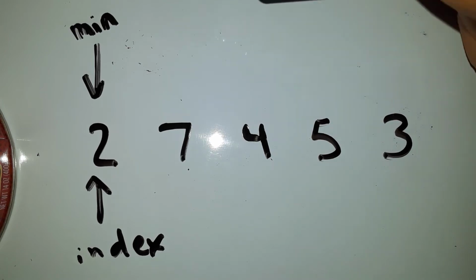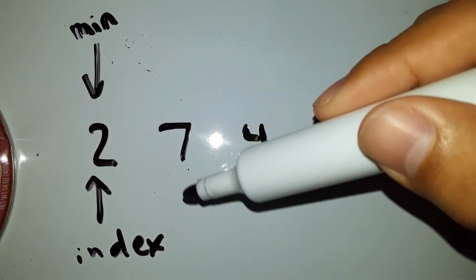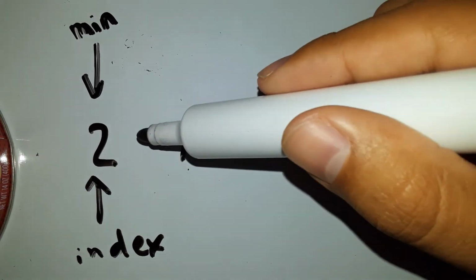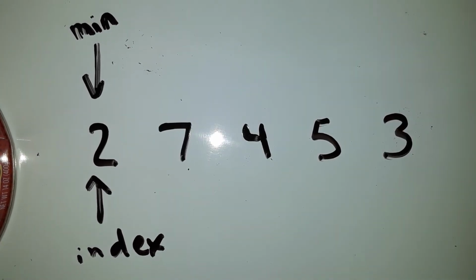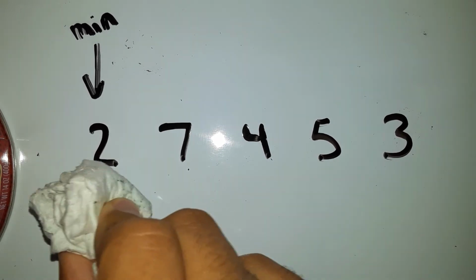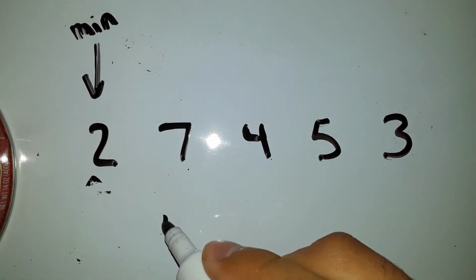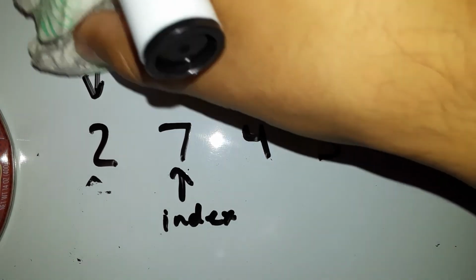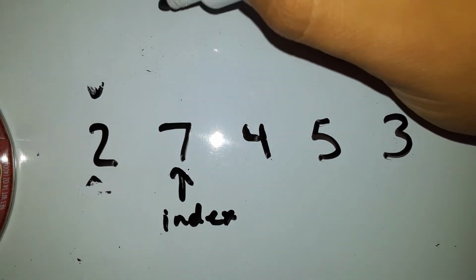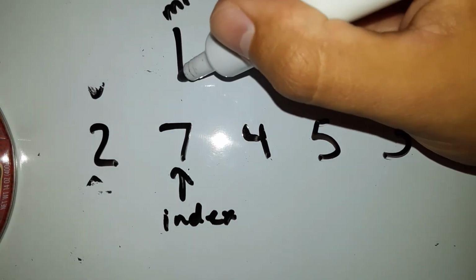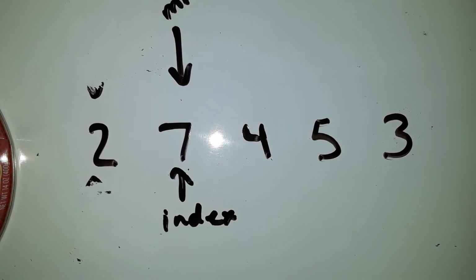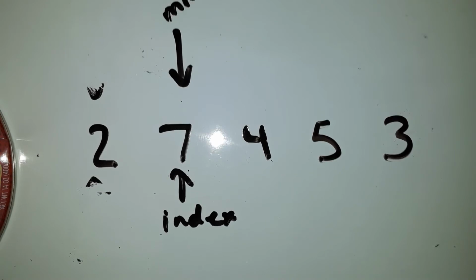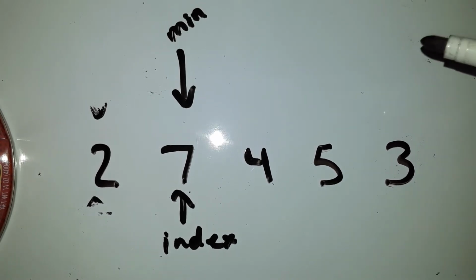And now we have to check, are the minimum and the index pointing to the same item? They are, which means that the 2 is in its correct spot. And then we move the index up by 1. So then index is now here, and minimum gets re-initialized to whatever the index is pointing to. Okay, and then we do the exact same thing. Sorry, this should say minimum. Let me raise it up a little bit. There you go.